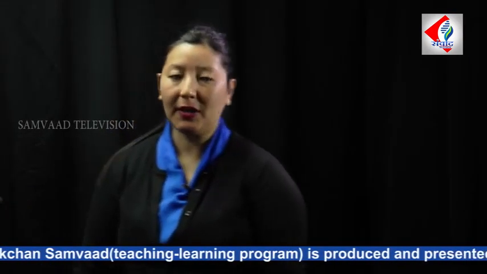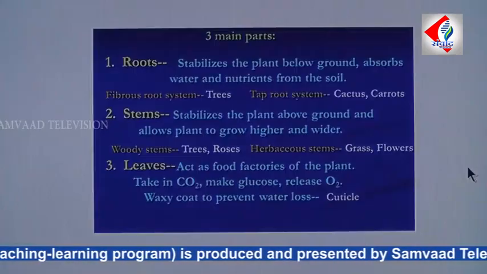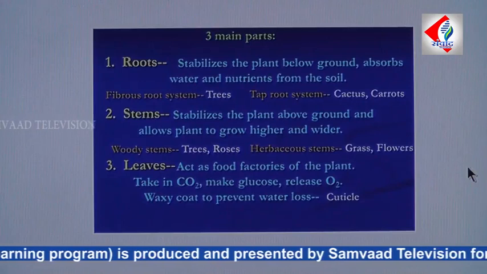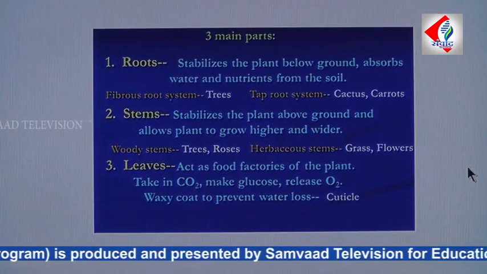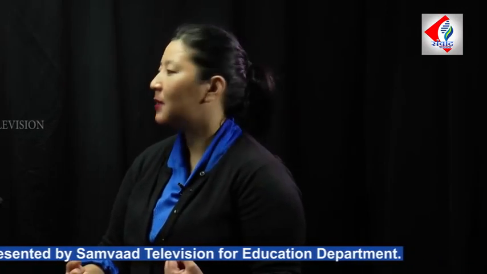So let us recapitulate. We know that the main parts of the plants are stems, roots and leaves. So stems, they grow above the ground, they transport water and minerals. Leaves, they are known as the food factories because they manufacture food by the process of photosynthesis. And roots, they are very important because they absorb water and minerals and nutrients from the soil.